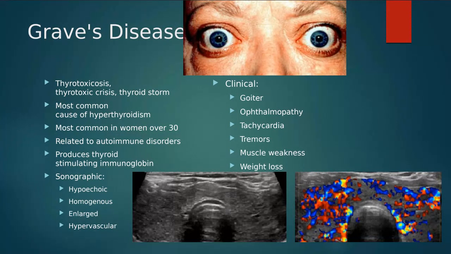Now, clinically, we are going to see goiter. So that is that enlarged thyroid. We could see abnormalities with the eyes as well. So again, that exophthalmos, also visual changes with our eyes when it comes to Graves' disease. You could see tachycardia, that increased heart rate, tremors, muscle weakness, weight loss, again, very similar to hyperthyroidism.